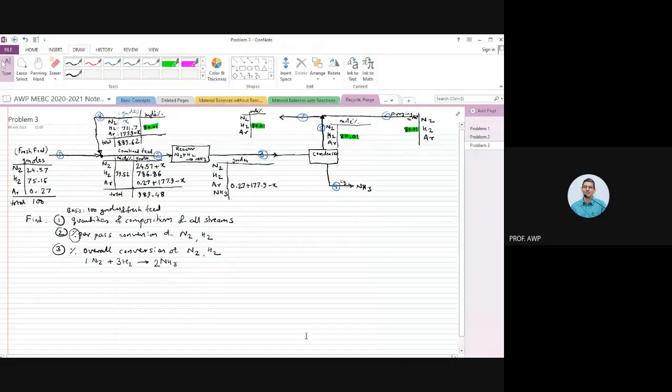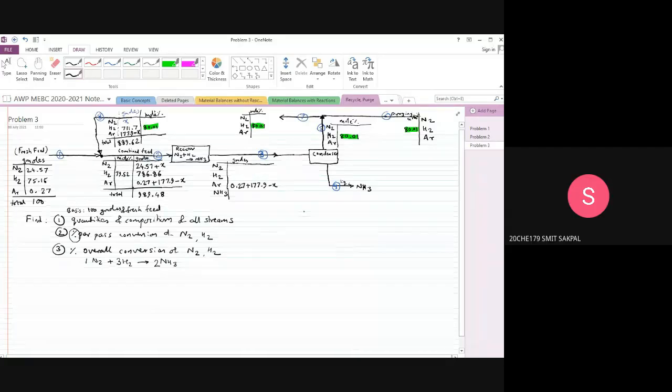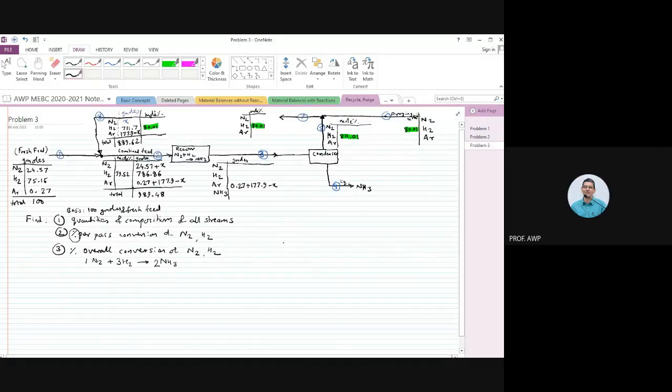Any answer, Smith? No, sir. Solving? Sir, I'm getting stuck here. Stuck where? Sir, in the purge and recycle stream. Okay, let's go a little forward then. What did you assume? Nitrogen reacting as P, hydrogen reacting as P, or what did you assume? Nitrogen reacting as P. Okay, so assume that gram moles of nitrogen reacted in the reactor is some P moles.